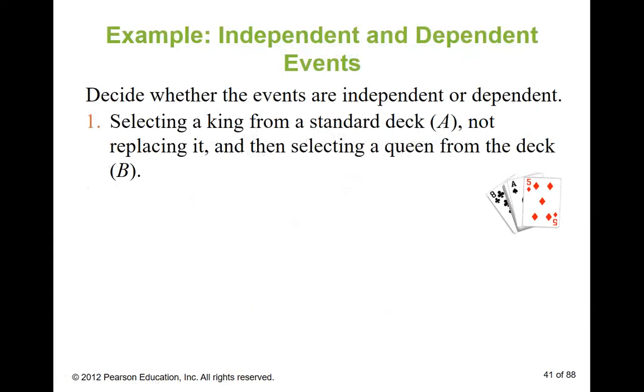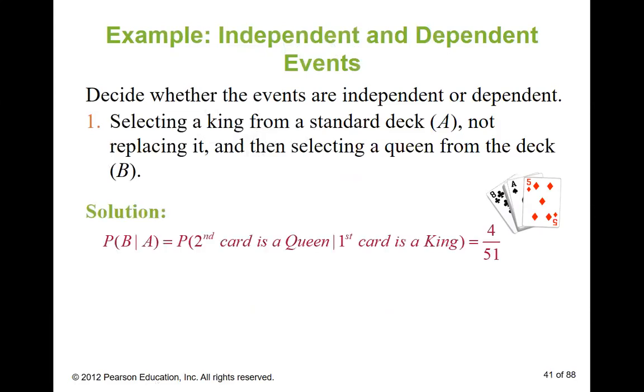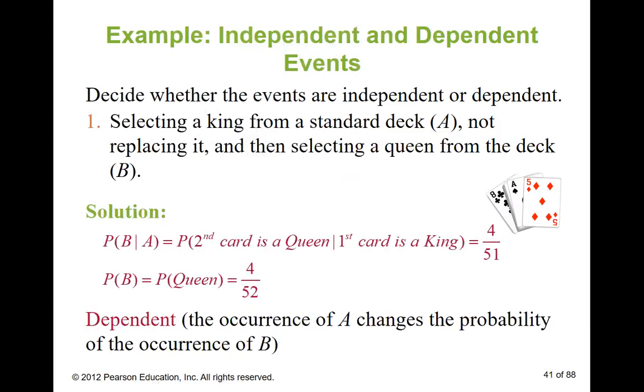So let's decide if these are independent or dependent. Selecting a king from a standard deck, not replacing it, and then getting a queen. That's what we talked about a minute ago. Are those independent or are they dependent? Does what happens on the first draw affect the probability of the second one? Those are dependent, right? There you go.